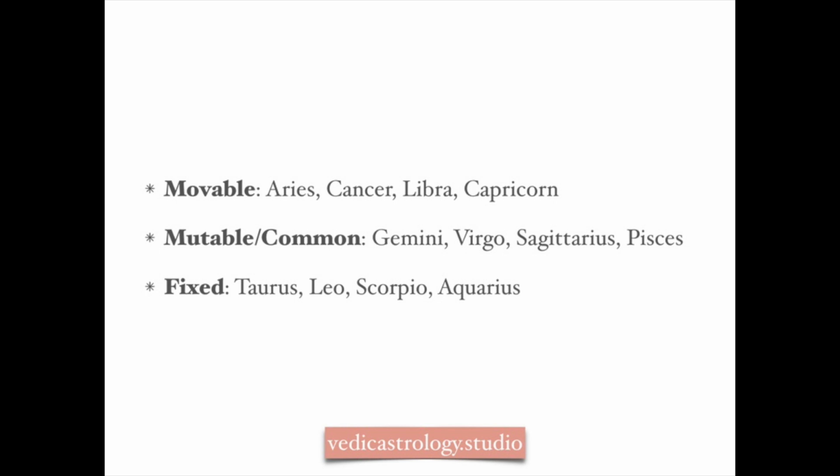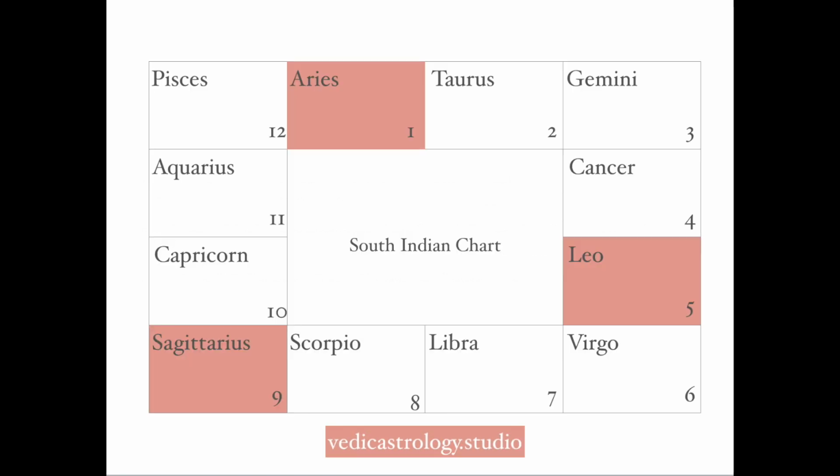The movable signs are Aries, Cancer, Libra, and Aquarius. These are the common signs: Gemini, Virgo, Sagittarius, and Pisces. So, okay. It's easy to remember the signs when you connect them to other signs. So the fire signs are Aries, Leo, and Sagittarius.